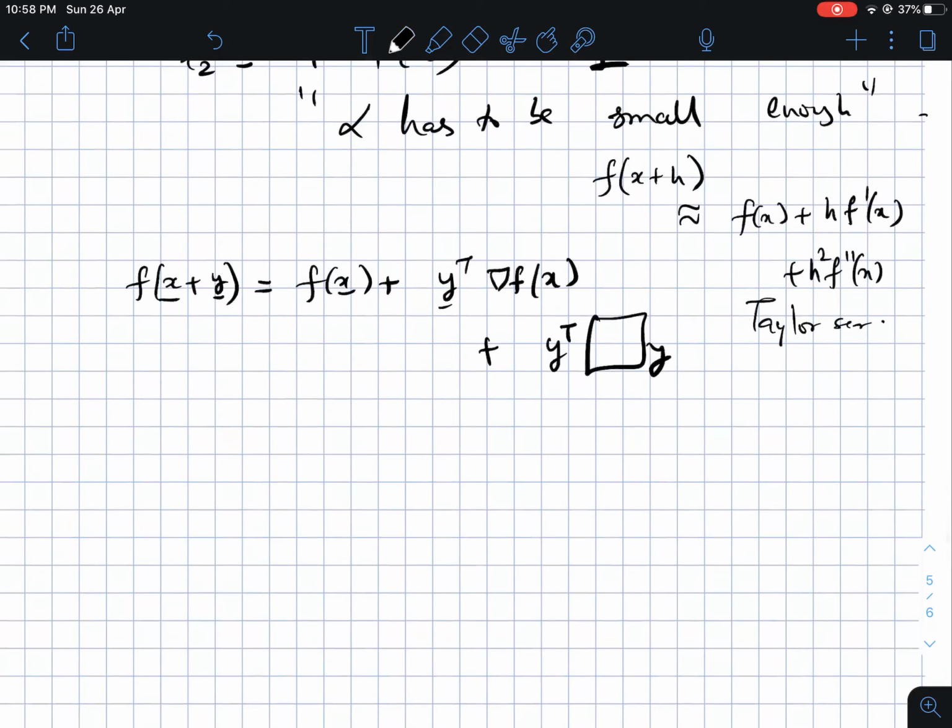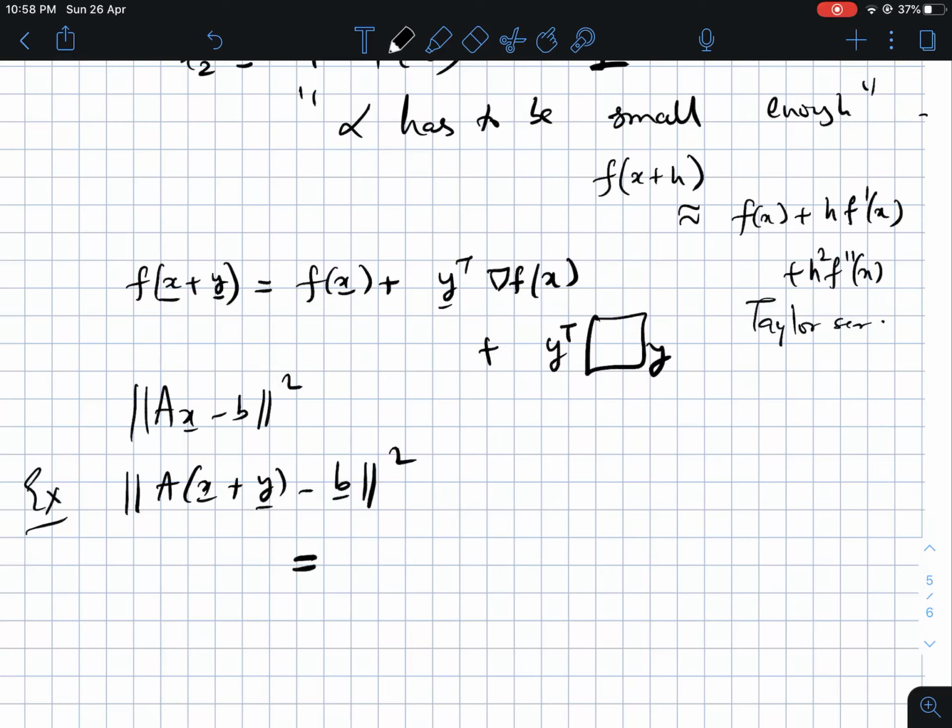So what is my f of x here? Just recall, f of x is norm of ax minus b whole square. So let's do f of x plus y, that is norm of a times x plus y minus b whole square. I'm going to leave it as an exercise to actually expand this out.